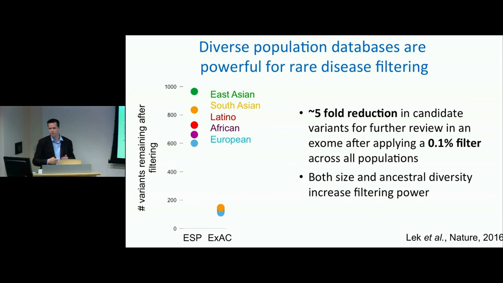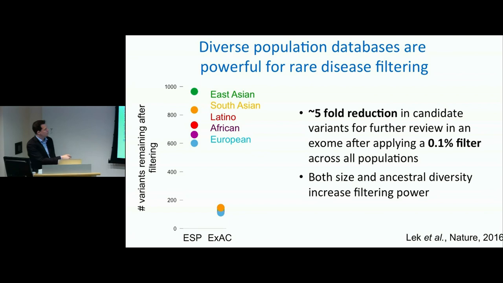And just to illustrate how useful scale is in improving this benefit, here we're comparing the number of variants remaining in a patient's exome, if that patient is drawn from one of five different continental populations, East Asia down to Europe, depending on which reference data set you use. And here we're slightly unfairly comparing the relatively old NHLBI ESP data set, which contains 6,500 individuals of European and African American ancestry, with the ExAC data set, which was about 10 times as large and had much more diverse ancestry.